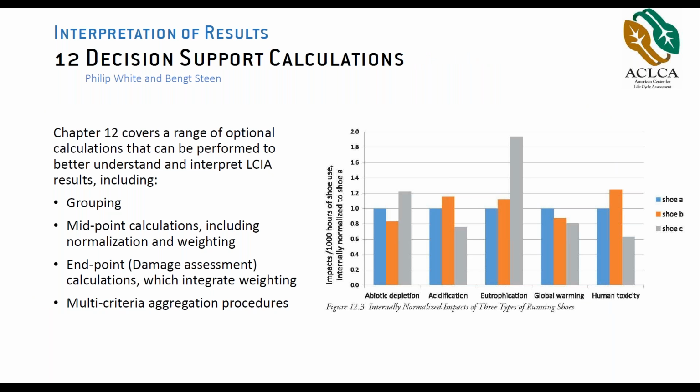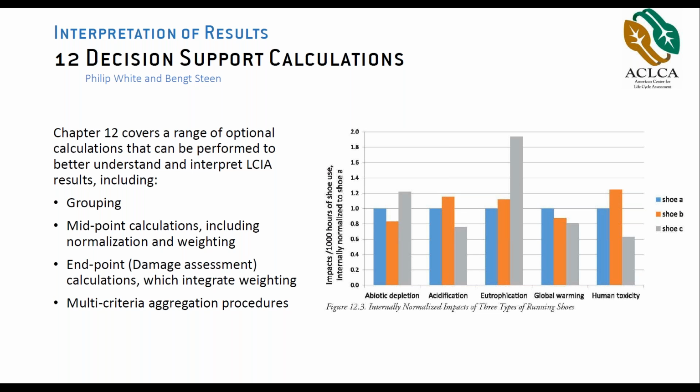Chapter 12 covers a range of optional calculations that can be performed to better understand LCIA results. And these include grouping, midpoint calculations, normalization, weighting, endpoint calculations, and multi-criteria aggregation methods. I co-authored this chapter with Bengt Steen. He's been working in this field since the 70s, and for me, it was very interesting to work with him to get his historical perspective on all of this.